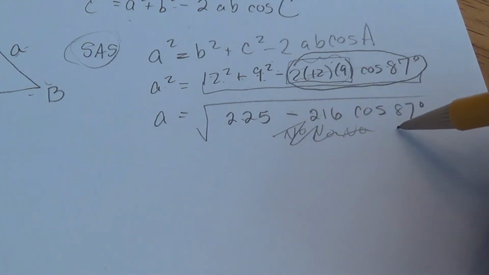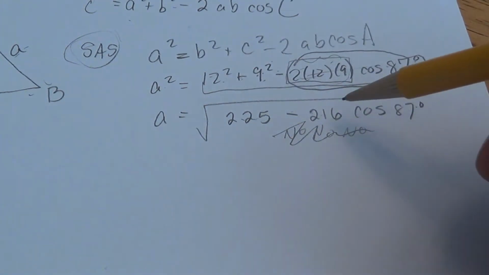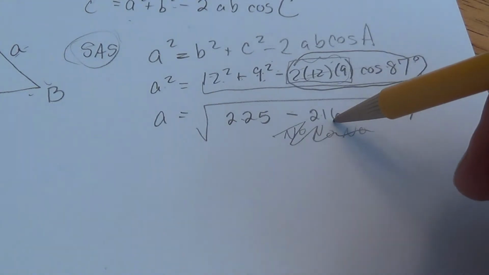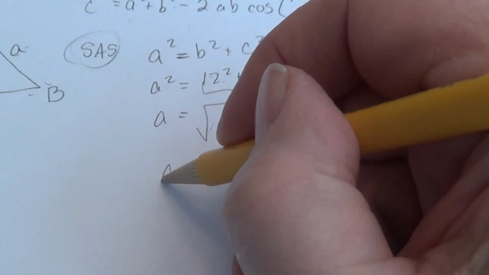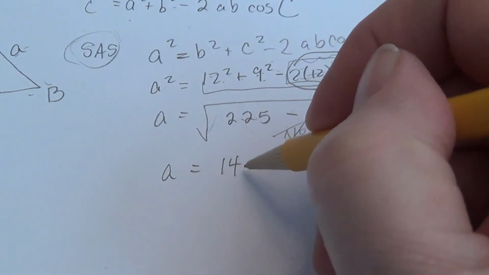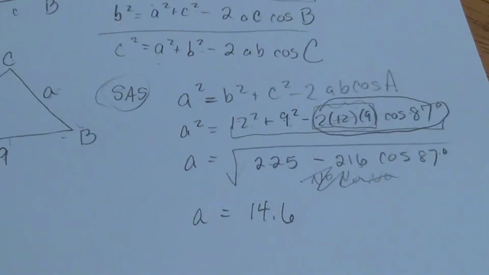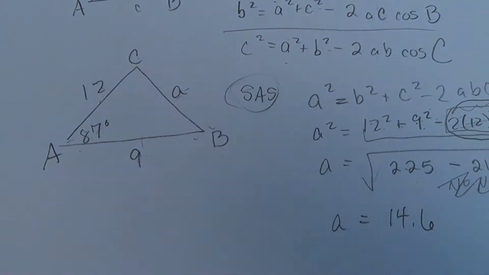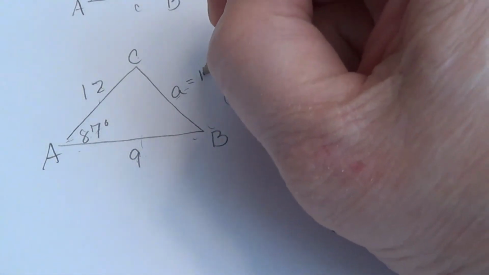All right. So as we go on from there, I think I took cosine of 87, multiplied it by 216, and subtracted that from 225 and took the square root. And when I did all that, I got 14.6, so you can check that. So I'm going to go over to my triangle here and put in A equals 14.6.